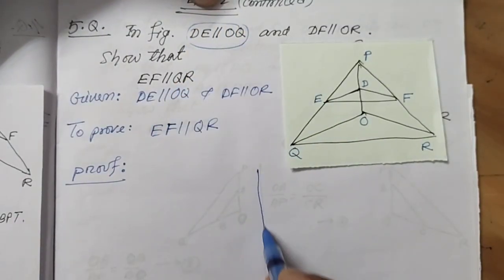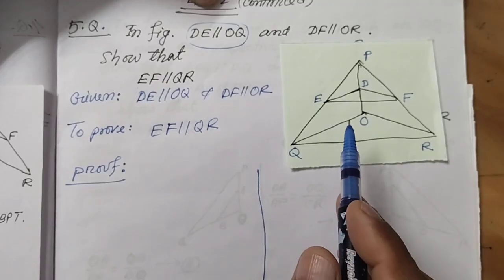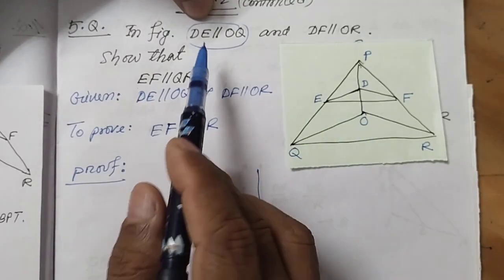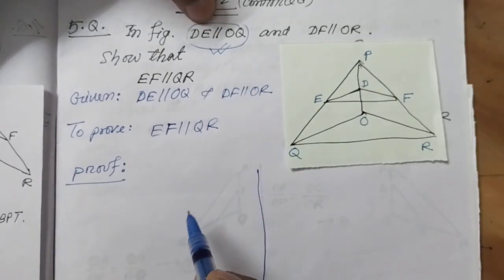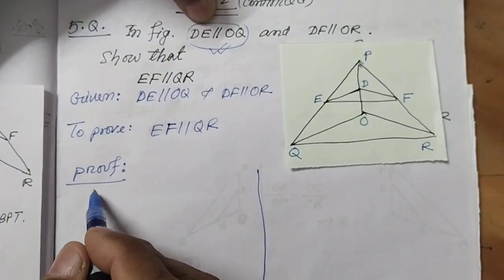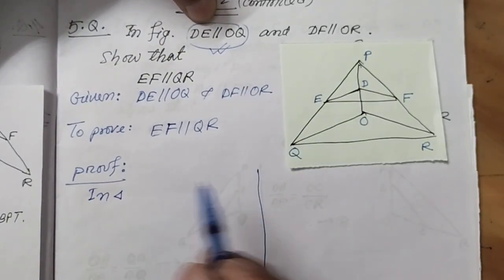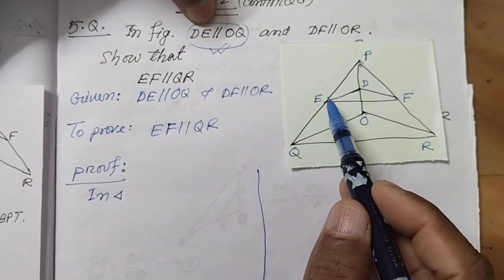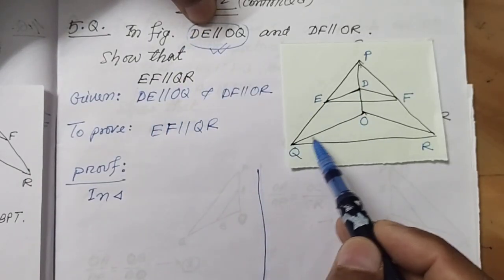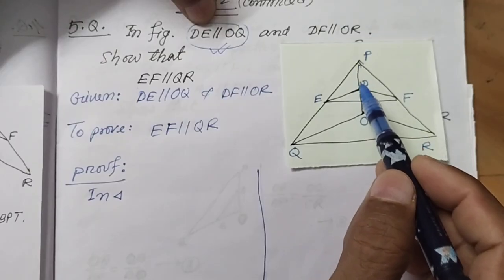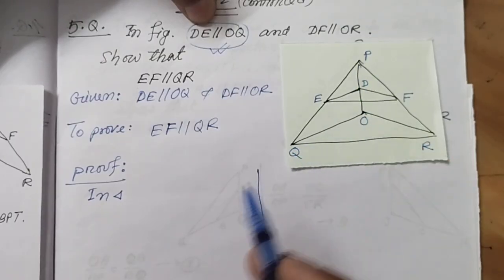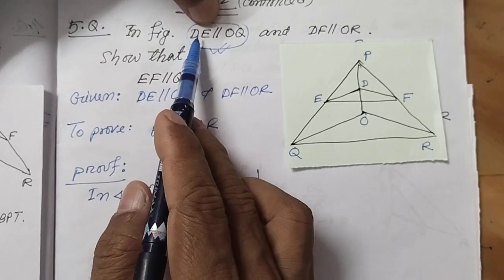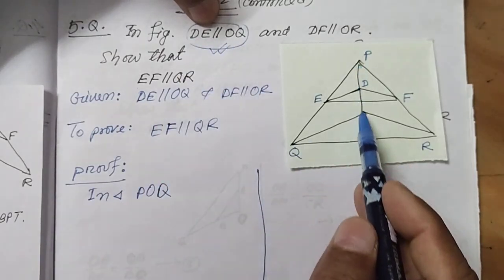So from the given conditions, you should understand which triangle you have to take. Here also we will take two parts separately. From this diagram we will take out two parts. Which part do we have to take out? First condition: DE parallel OQ. So we have to take this triangle, POQ. In triangle POQ, we get this condition.